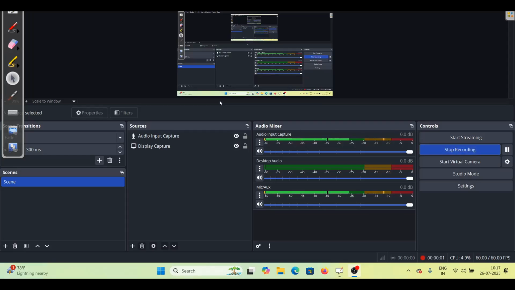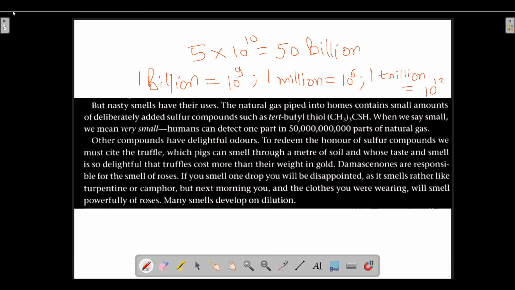We had learnt about foul smell in the previous lecture. Now we are going to learn about the next paragraph of Clayden book. Nasty smells. We had learnt about nasty smells in the previous lecture. Nasty smells can sometimes be irritating, but they have their own uses.